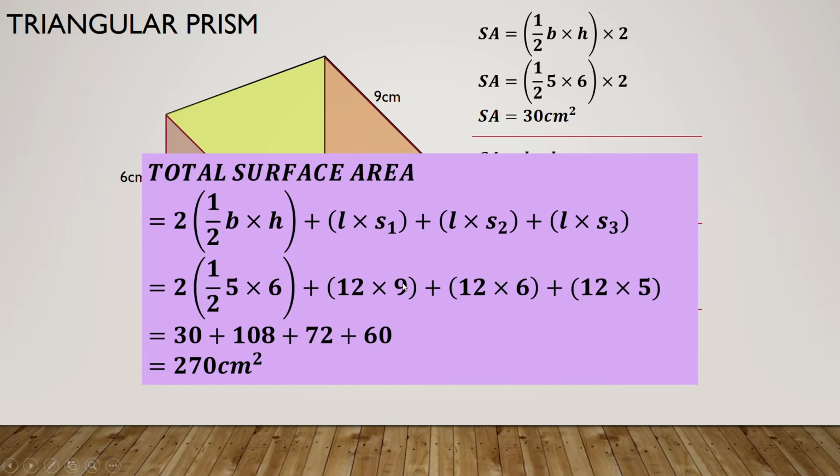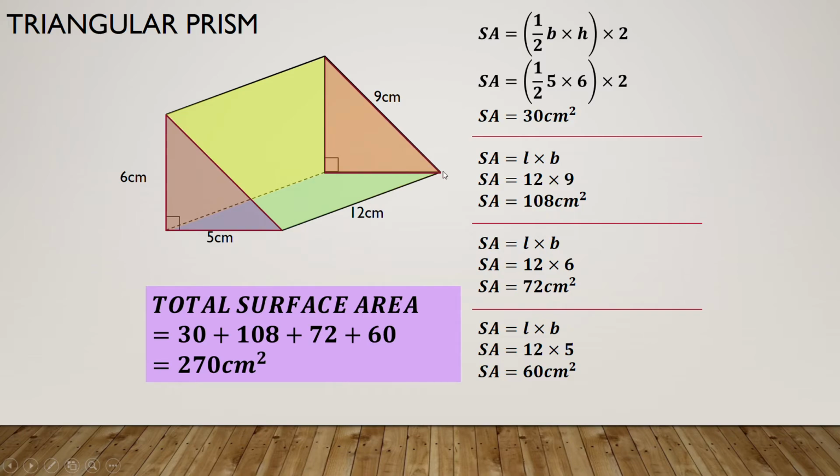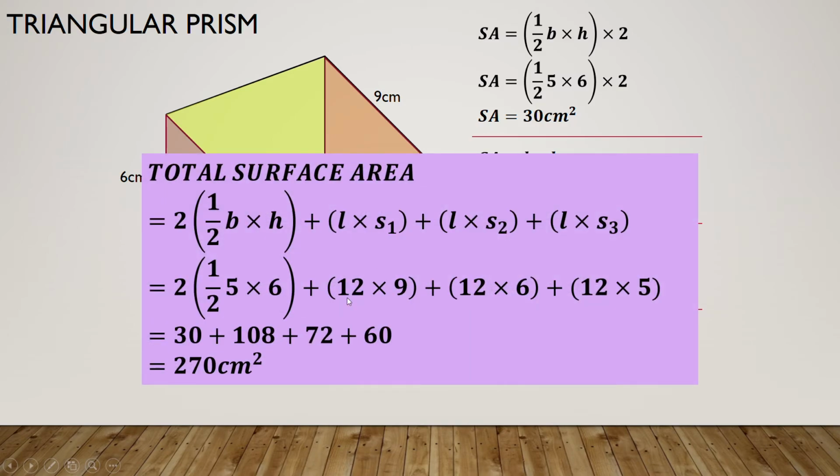My triangle lengths were 9, 6, and 5. If I go back, you can see that. 9, that's 9, 6, you can see it on the other side, and 5. So I'm saying 9 times 12, 6 times 12, 5 times 12. That's where these 3 came from. These are the sides of the triangles, just being multiplied by the length of the triangular prism. If I show all of that, I get all of these values that I calculated previously separately, and when I add those together, I get 270 centimeters squared. So that's your triangular prism.